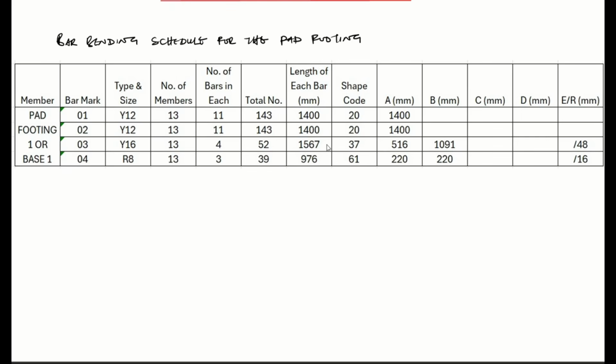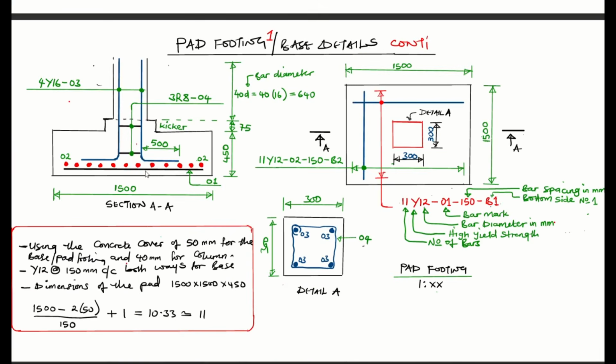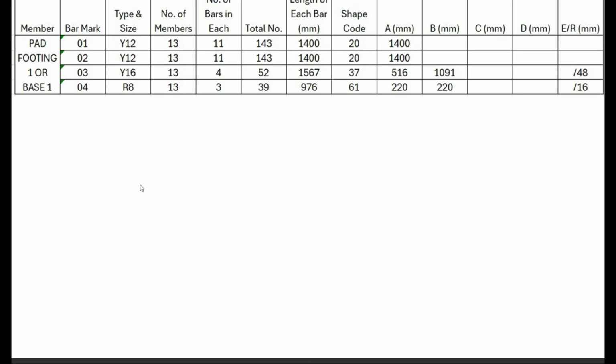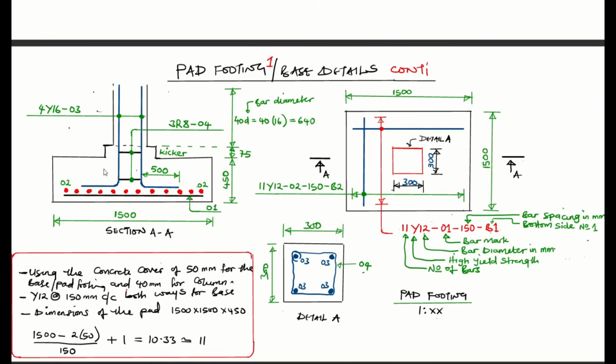1567, which is here. So that's how you're going to do your calculations for this bar mark 3, the one that pins out, which are your startup bars or the main reinforcement of the pad footing. Then next up, you're going to have bar mark 4. So bar mark 4 is for the links.